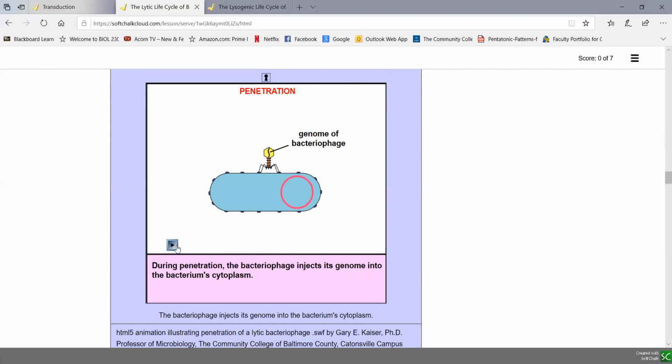Once it adsorbs, then the virus injects its genome into the cytoplasm of the bacterium, as we see here. We call that penetration. So the viral genome, DNA or RNA, in this case it's DNA, enters the cytoplasm of the bacterium.